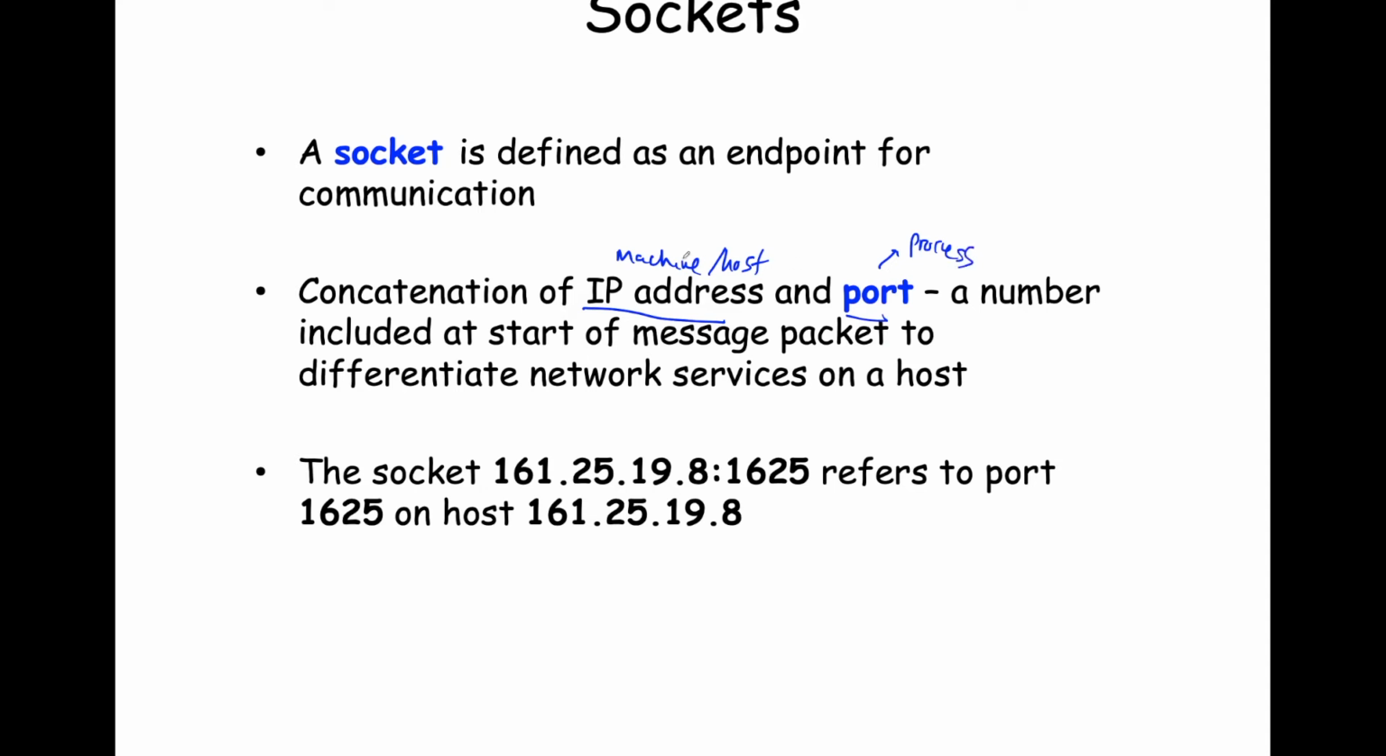So between these two pieces of information, we know where it's going to go and to what executing program it will be delivered once it gets there. And so this information is included at the start of this unit of communication, a so-called message packet, and that's how you differentiate which service on a machine is going to be the target of this interaction between the client and the server.